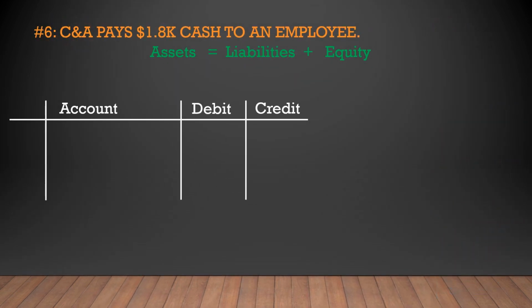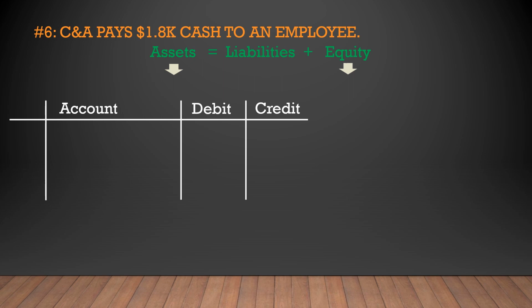Number 6. CNA pays $1,800 cash to an employee. This is where most students lose their way, so give extra focus to this transaction. Here we have a decrease in our assets for cash dispersed and a decrease in equity via an expense. Remember what constitutes an expense. Whenever we consume one of our own assets or a service from a third party, we have an expense.